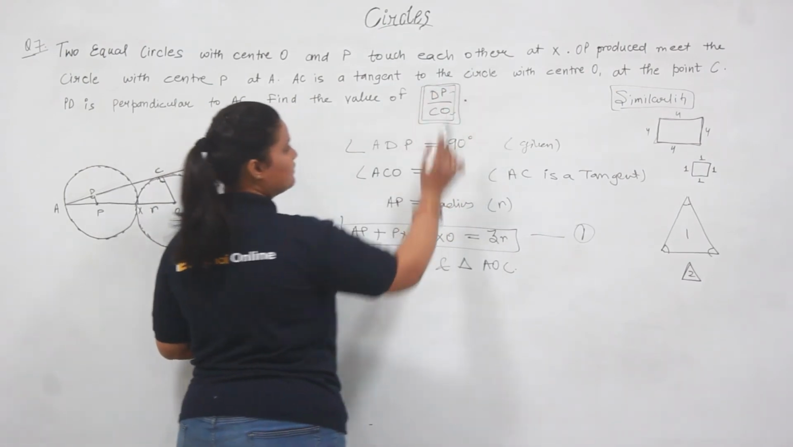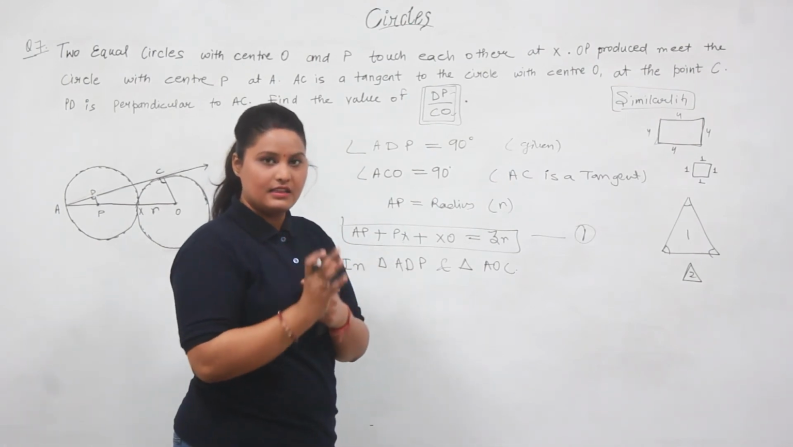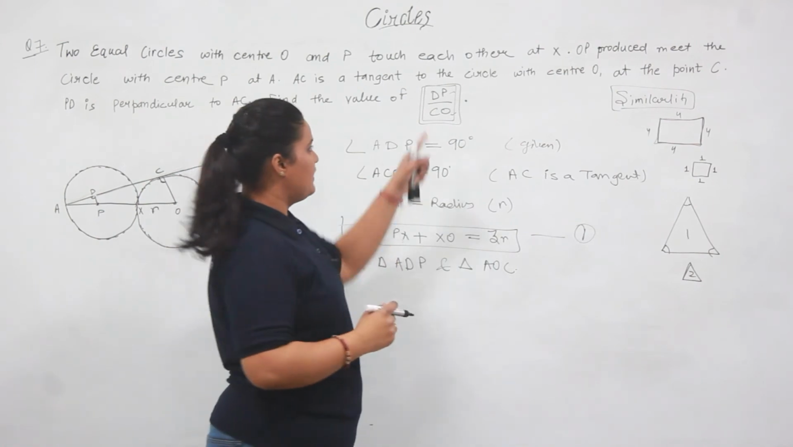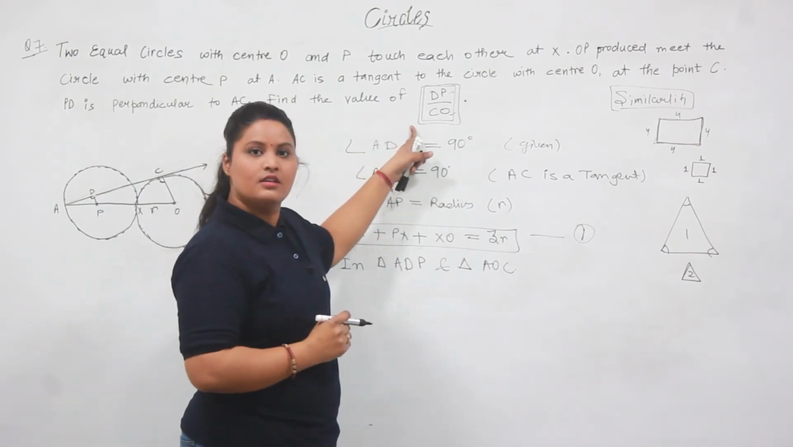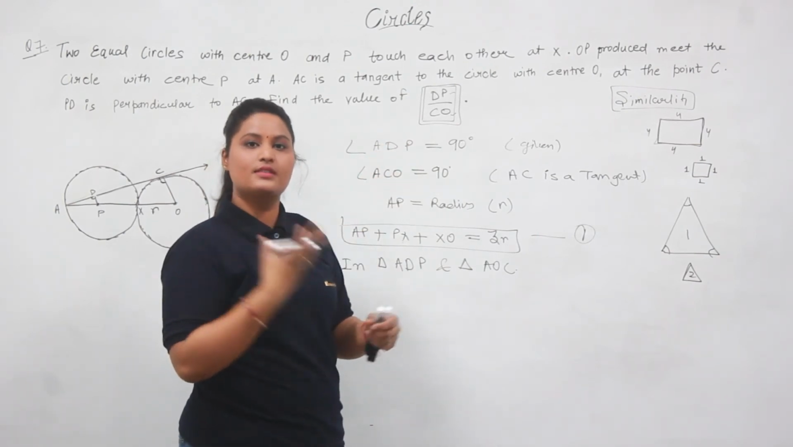So again, I will prove the similarity in triangle ADP and triangle AOC, because we are asking for the ratio over here. We are not asking to equate the sides, and whenever we equate the sides, we come to the concept of congruency. But here we are asking for the ratio, so we will discuss similarity.